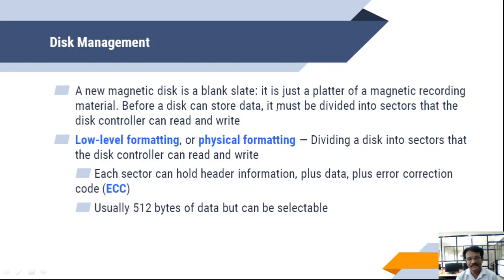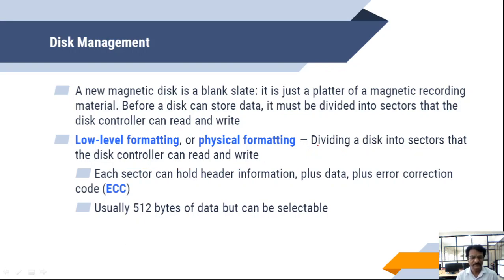So before a disk can store data, it must be divided into sectors that the disk controller can read and write, and this is known as low level formatting or physical formatting when you have a new disk to use. It helps divide the disk into sectors that the disk controller can read and write.